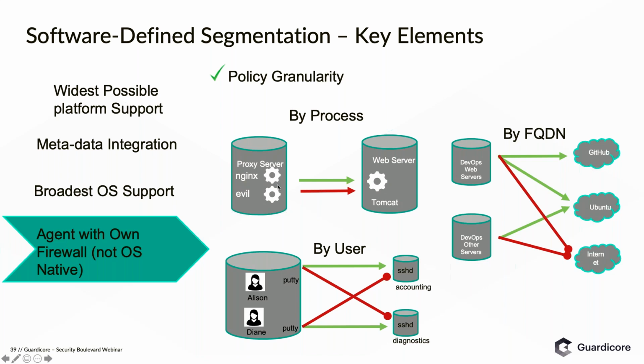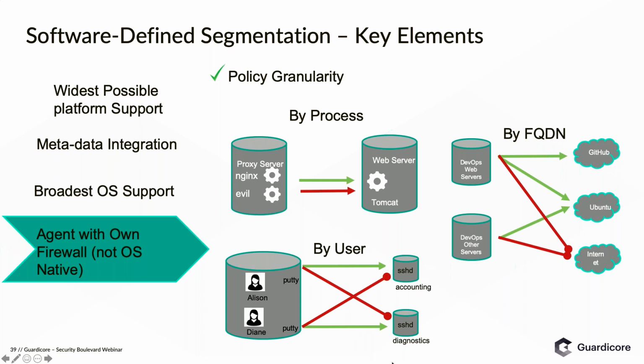You want to be able to say, I want to have a policy based on process itself, not just by port or IP address, but anywhere you want to get the Tomcat, only Nginx can get to it, no matter what port it is. By user, instead of having a jump box per contractor, which for some of us could be hundreds, if not thousands, well, I want to have one series of jump boxes and be able to say, Allison can get to accounting, Diane can get to diagnostics, and never the twain shall meet, even if it's the same VLAN.